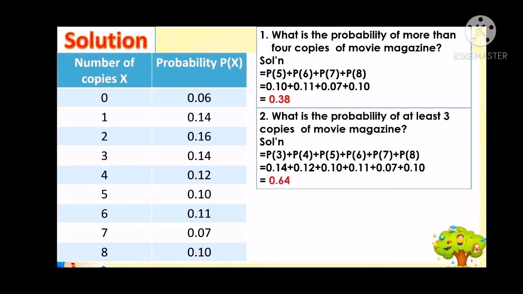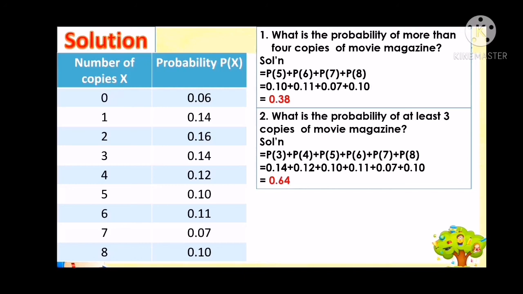Next problem. What is the probability of at least 3 copies of movie magazine? Okay? So, ano yung condition? At least 3. Ibig sabihin, pinakamababa si 3 pataas. At least 3. Okay? So, pinakamababa si 3. So, kasama si 3 pataas. 3, 4, 5, 6, 7, 8.